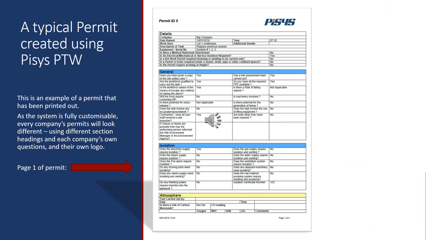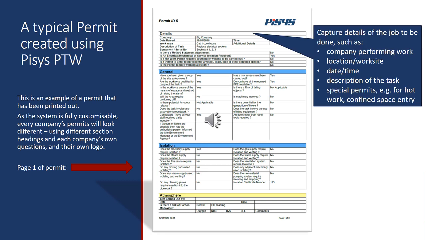What does a permit look like? This is an example of a permit that has been created using Pisys Permit to Work and has been printed out. As the system is fully customizable, every company's permits will look different, using different section headings and each company's own questions and also their own logo. Here is page 1 of the permit.